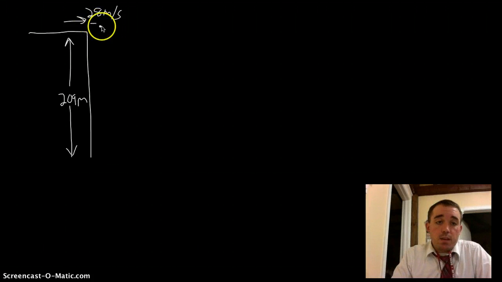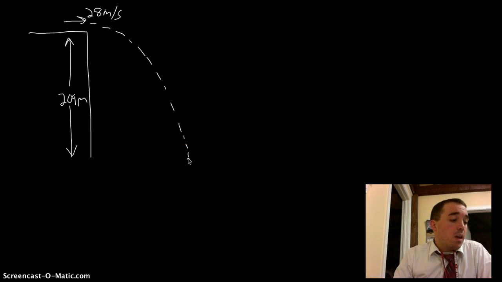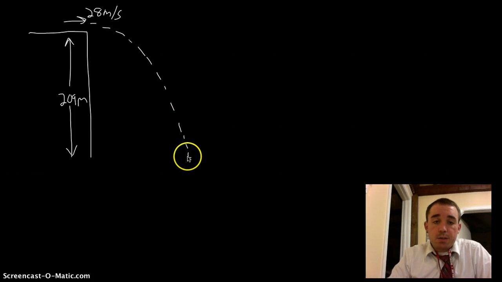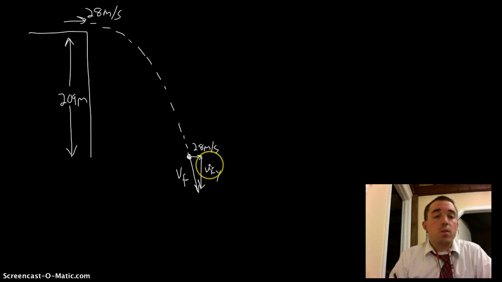We know that the orange is going to follow a path, something like that. And the first thing we're tasked to find is the speed, really the velocity, Vf, at which the orange will hit the ground. So to do that, we have to find our individual pieces. We know that this side's always 28. We need to find this side, which is our Vfy.